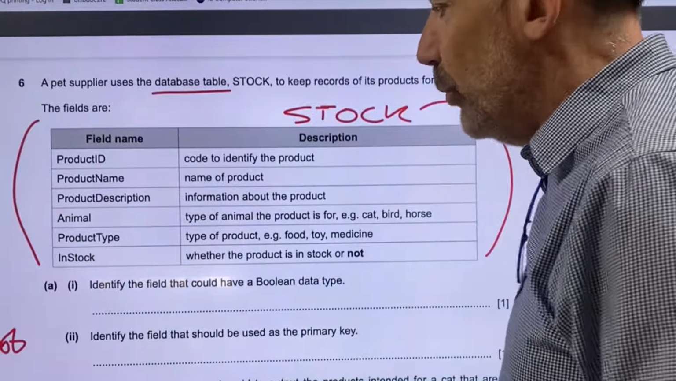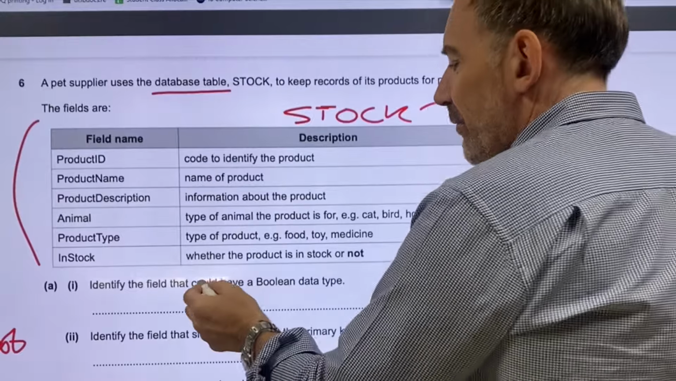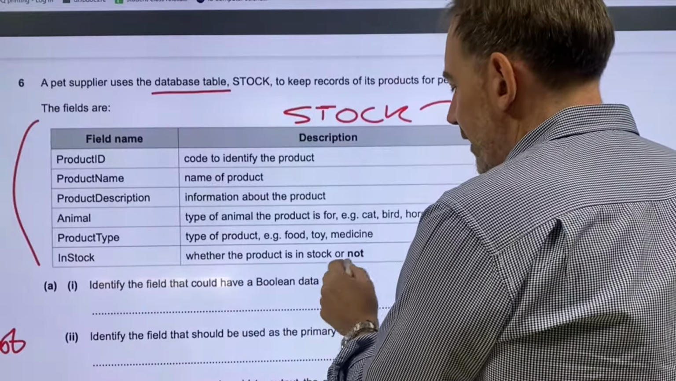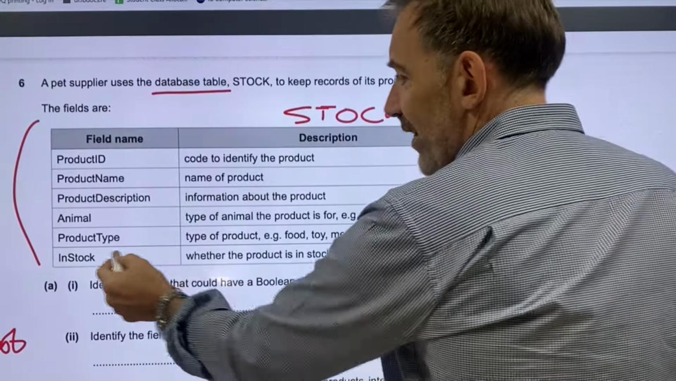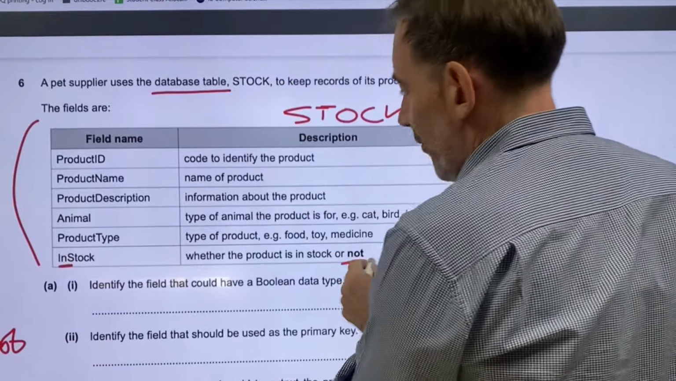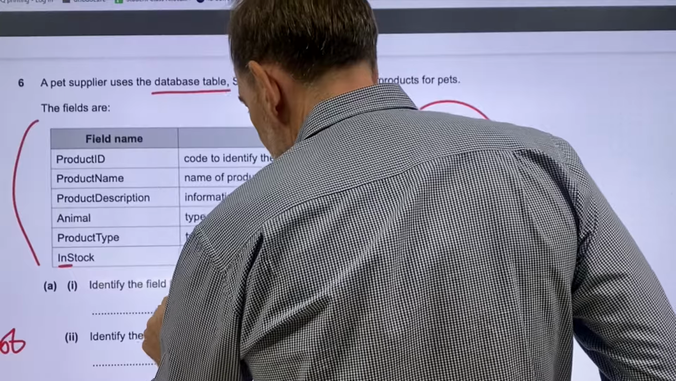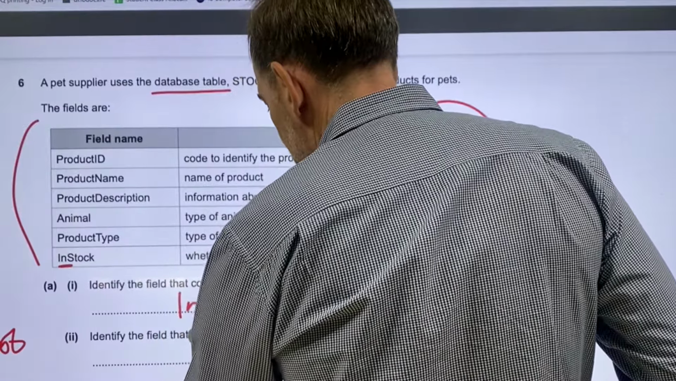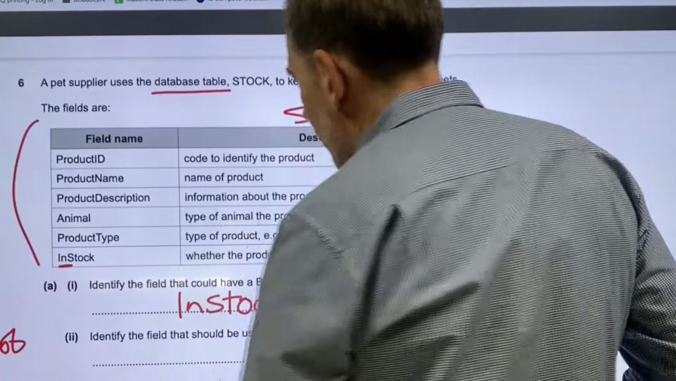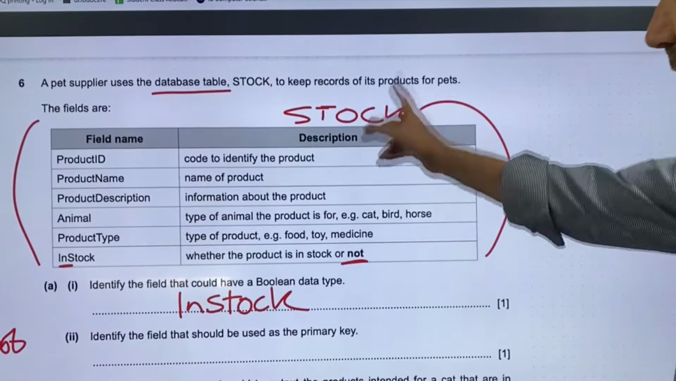That sounds like a Boolean data type. Identify the field that could have a Boolean data type. So obviously it's either in or it's not in. So this would be in stock. None of the others can do that.